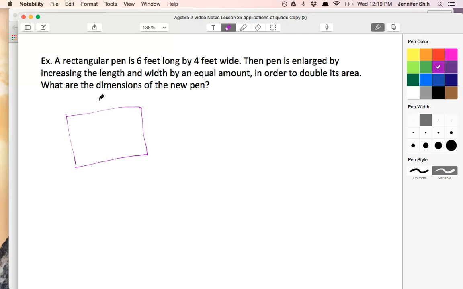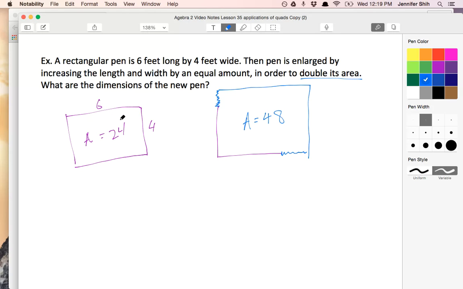So it is originally 6 by 4 feet, which means the area is equal to 24. But what we want to do is, instead of keeping it 6 by 4, increase it by a certain amount, both in the length and the width, so that we can have a bigger pen so that the area is equal to 48, because we want to double the area. So instead of 24, we want to get to 48.